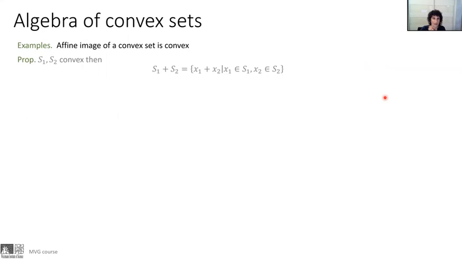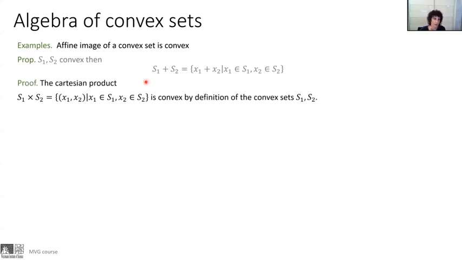So here are some simple examples, and later on we'll have more complicated examples. First of all, let's take two sets, S1 and S2. I want to show you some examples. And I want to show that S1 + S2 is indeed a convex set, such that one element is taken from S1 and the other element is taken from S2.